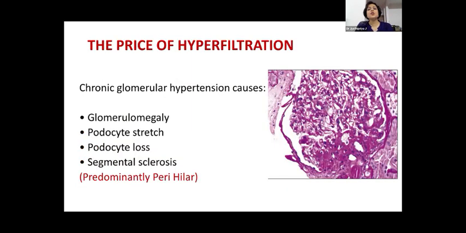So what is the price of this hyperfiltration? There is chronic glomerular hypertension, which results in glomerulomegaly, podocyte stretch, podocyte loss, and segmental sclerosis. On the right side, you can see on the screen the pathology image showing the perihilar segmental sclerosis in the background of enlarged glomeruli. So predominantly perihilar segmental sclerosis is noted as a result of this hemodynamic stress.